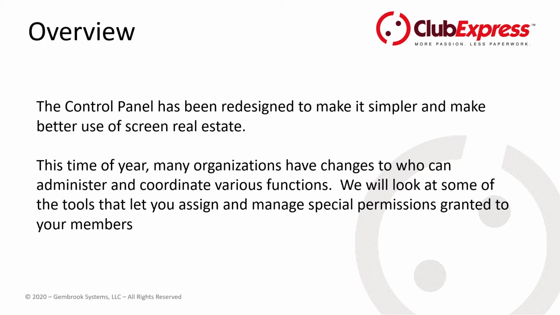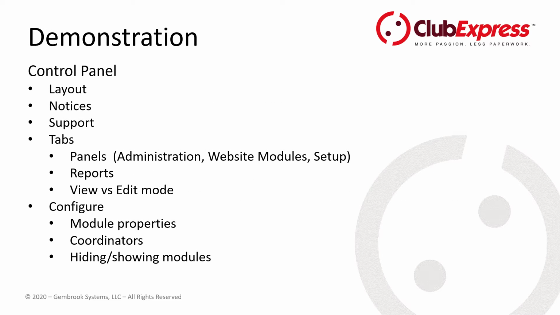So this time of year is a good idea to look at those things again, just to remind you that when there are changes in roles in your organization, you really should update things. And some things may not be particularly obvious, like email forwarding. So we're going to take a look at a few of those things. So today we're going to look at the control panel first. We'll look at the general layout of the control panel, a new feature called notices. We'll look at the support tab, and then we'll look at the rest of the tabs and talk about the panels.